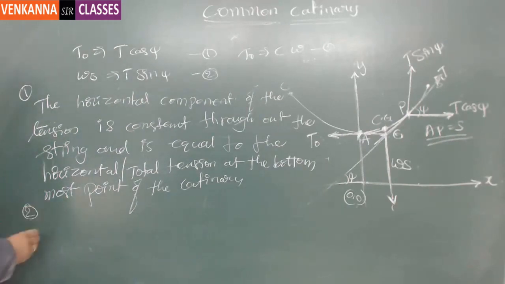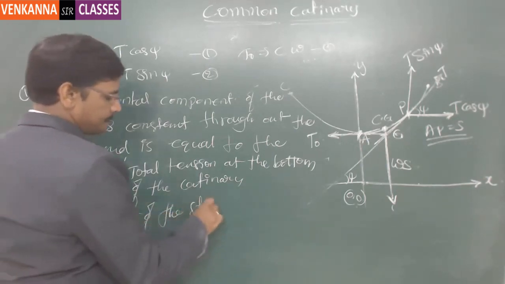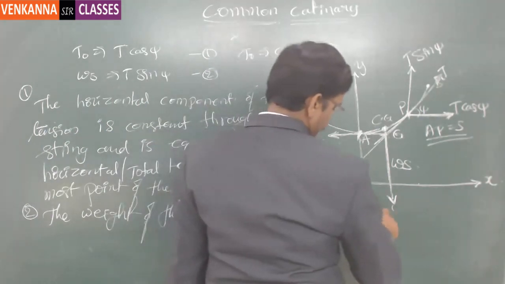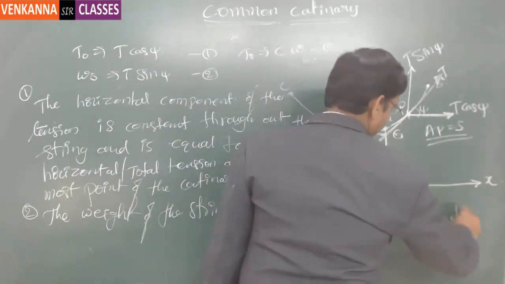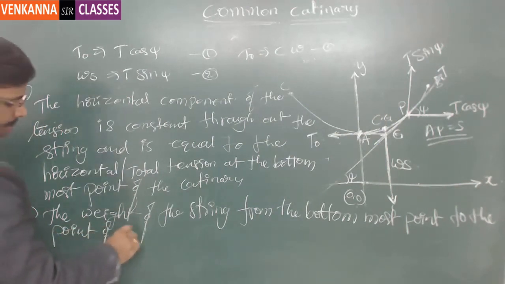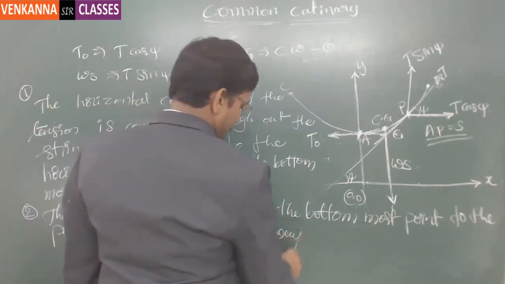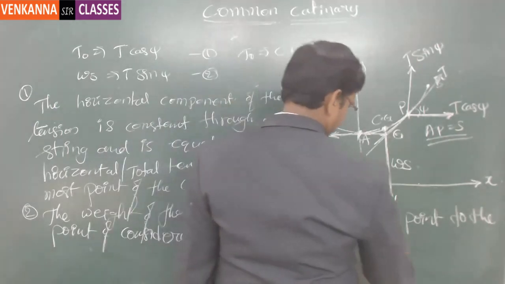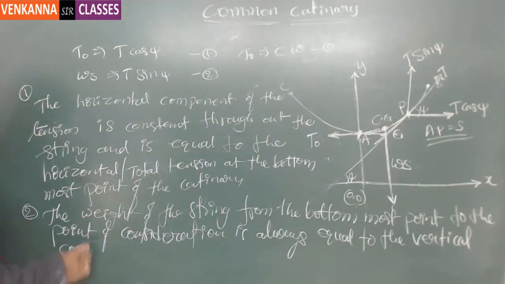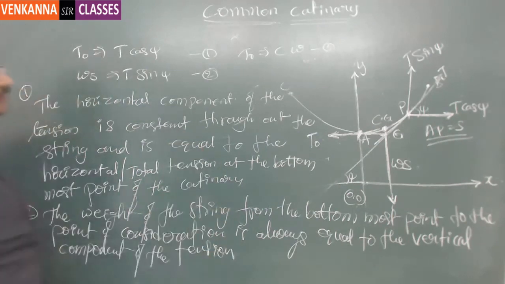The second conclusion is the weight of the string from the bottommost point to the point of consideration is always equal to the vertical component of the tension. And this is the second conclusion.